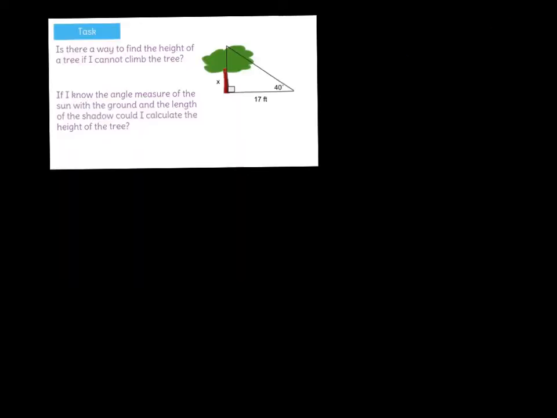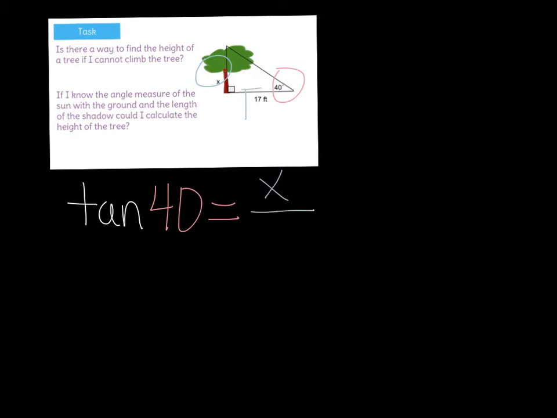Trig ratios can also be used to solve word problems. For instance, trying to find the height of the tree using the angle of the sun and the length of the shadow. Let's set up our trig ratio together. We have tangent, my reference angle, which is right here, 40 degrees, equals opposite over adjacent.